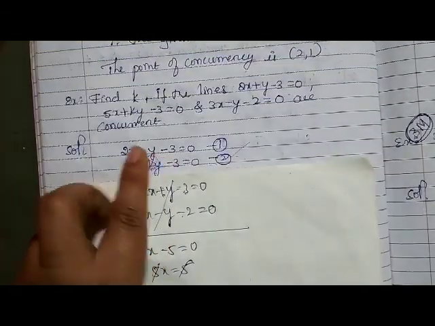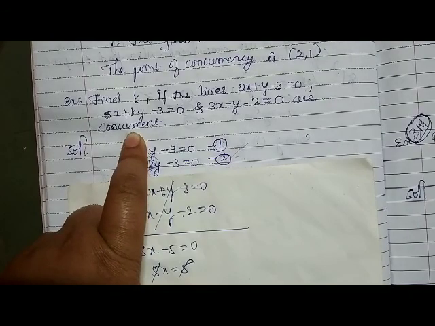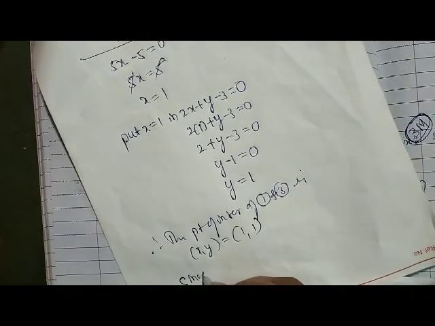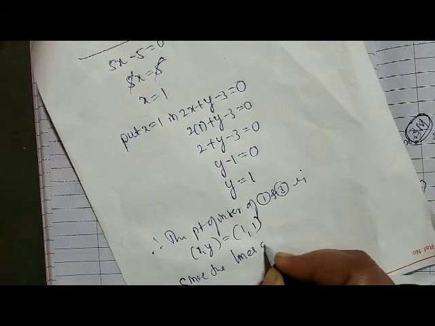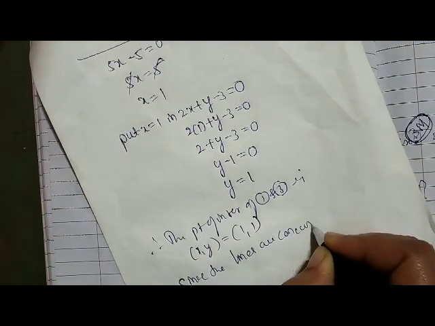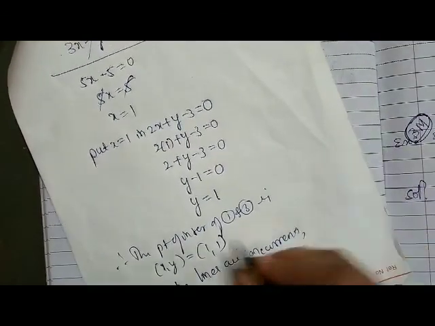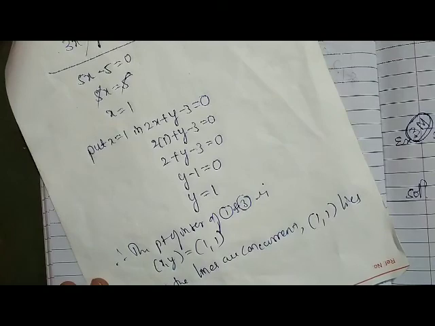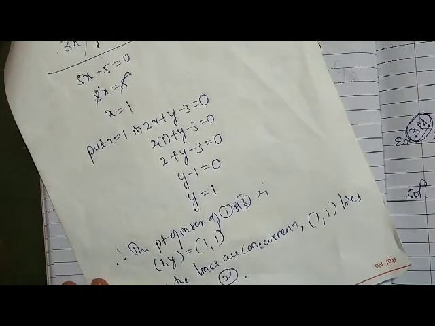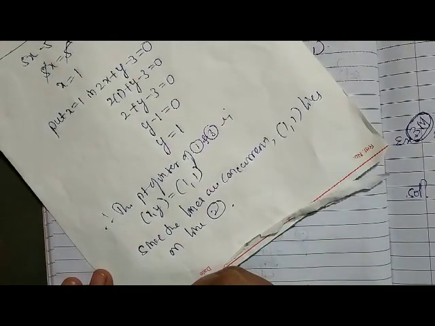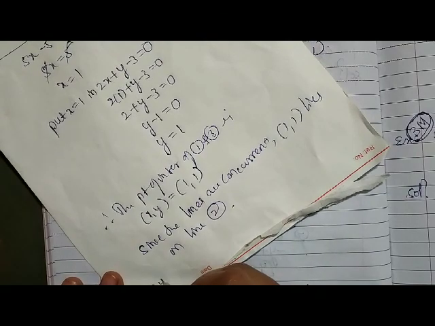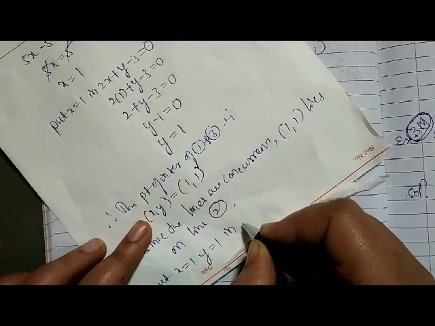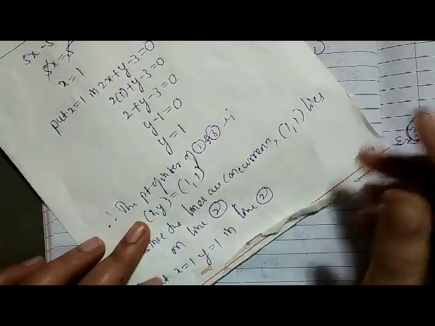So, the question says the lines are concurrent. Okay, since the lines are concurrent, therefore the point of intersection lies on the remaining line. What is that remaining line? Line 2. Okay, that is, put x is equal to 1, y is equal to 1 in the remaining line 2. What is that line 2?